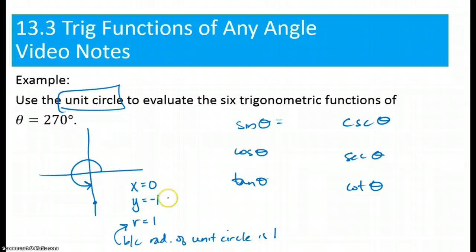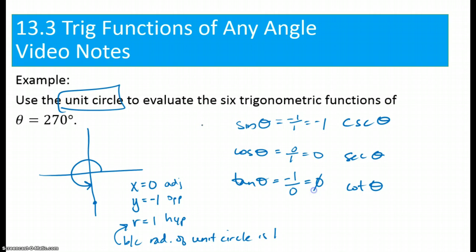So we could write next to that, this would be opposite, this would be adjacent, this would be hypotenuse. Okay, so sine would be opposite over hypotenuse, or -1 over 1. Cosine, adjacent over hypotenuse, so 0 over 1, which is 0. Tangent would be opposite over adjacent, so -1 over 0. Can't do that, can't divide by 0, so that would be undefined.